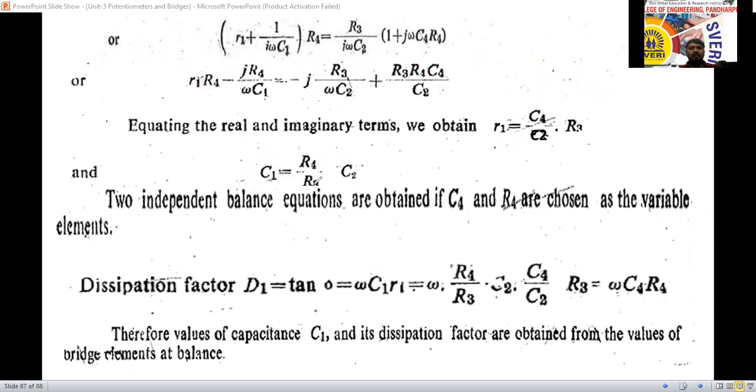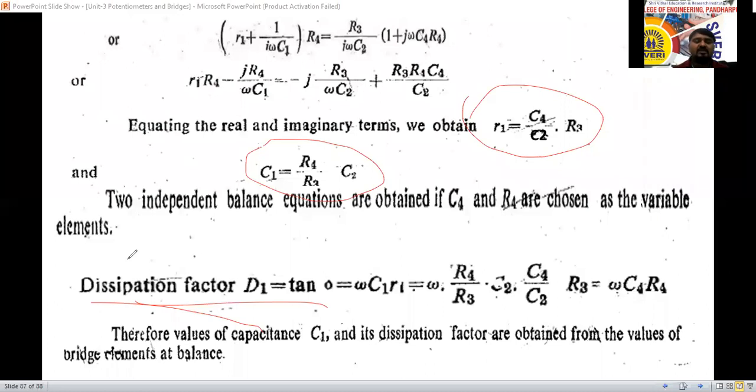Next, we have calculated the C1 value and the R1 value. In the previous Maxwell bridge, Hay's bridge and Anderson bridge, we calculated the quality factor, but for capacitance the dissipation factor comes. Previously we used XL divided by R; now we use R divided by XC. So R1 divided by XC1, where XC1 is 1 by omega C1, so we get omega C1 R1.